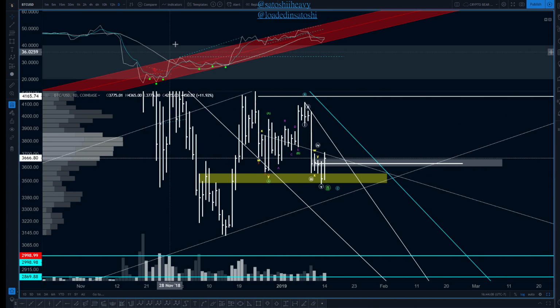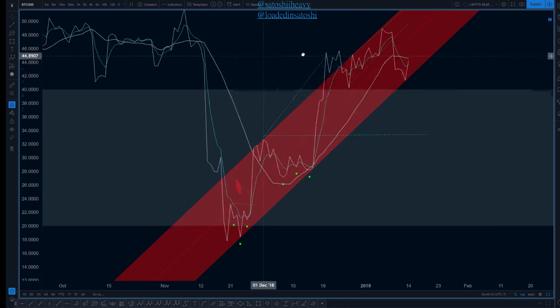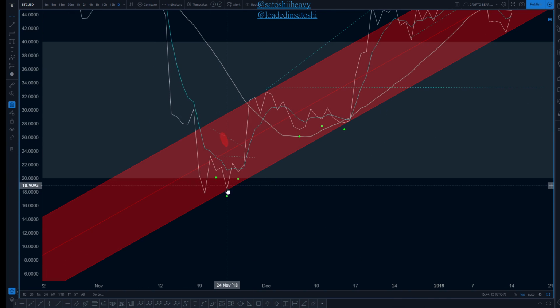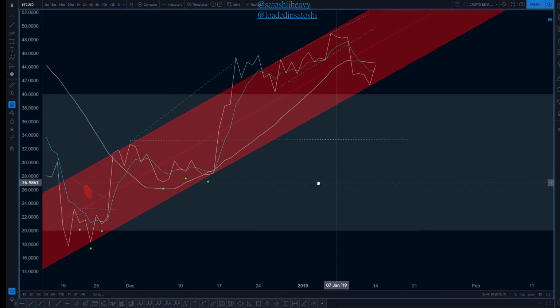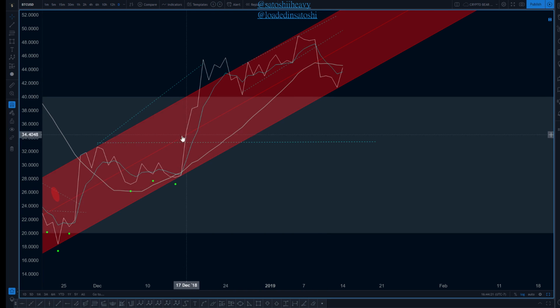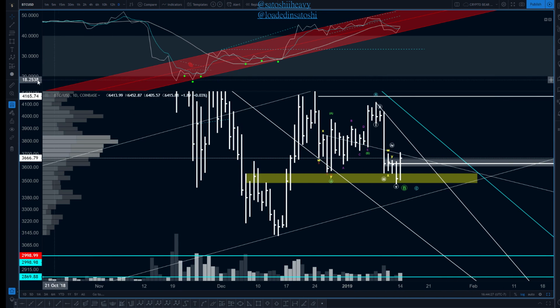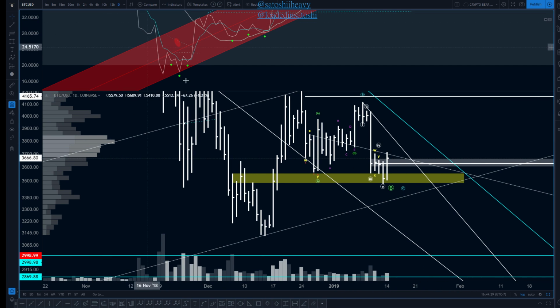The most important aspect of RSI right now is the fact that we held this support bull channel right here. That was huge. Absolutely huge. As soon as price can get back over this middle median line on this channel, we're gonna move pretty good bullishly. But that's only if we get there.